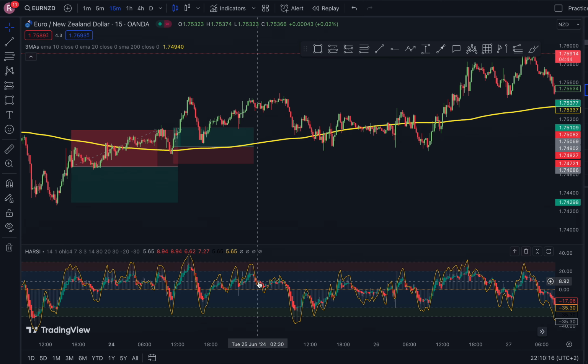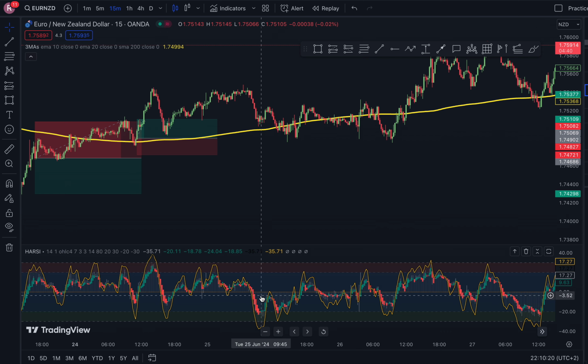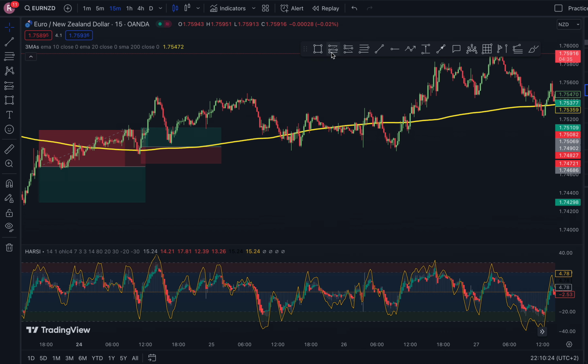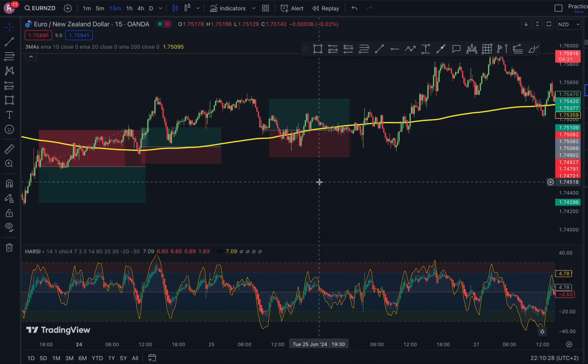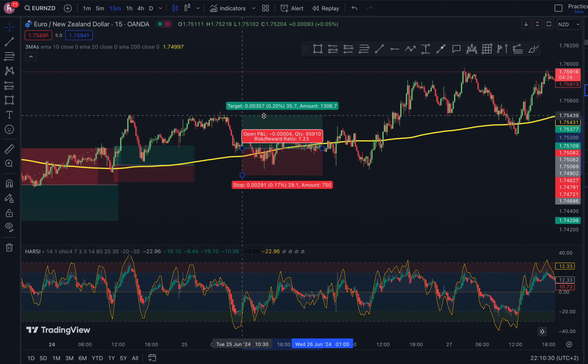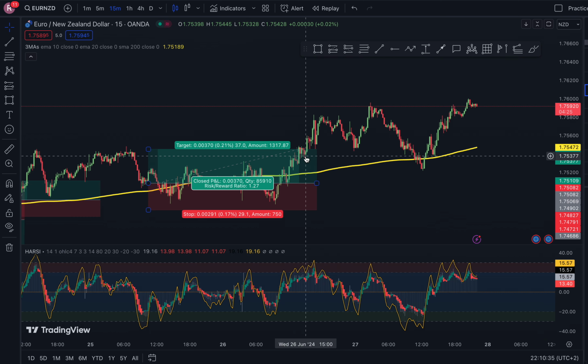Price comes back again. As you can see, price comes back again into our area. Take a buy over here. Stop loss underneath this area. Target this high. As you can see, we eventually hit take profit. That's another win over there.